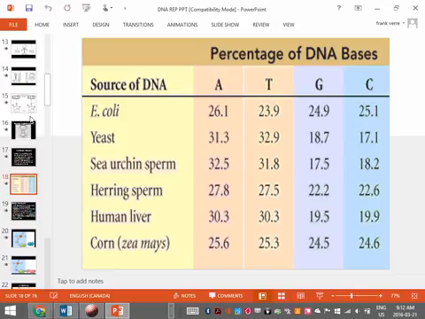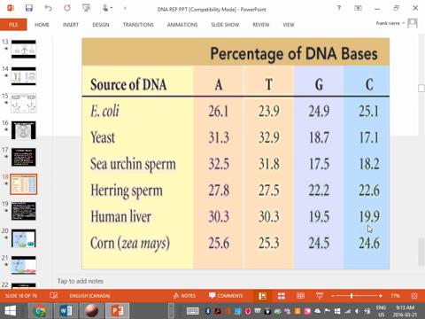What do you see? A is very close in percent composition to what letter? T. And C is close to what? Yep. So look at here. Look at A. Whatever A is, T is very close. Okay? Whatever G is, C is very close. And we'll talk later about why it's not exactly the same.